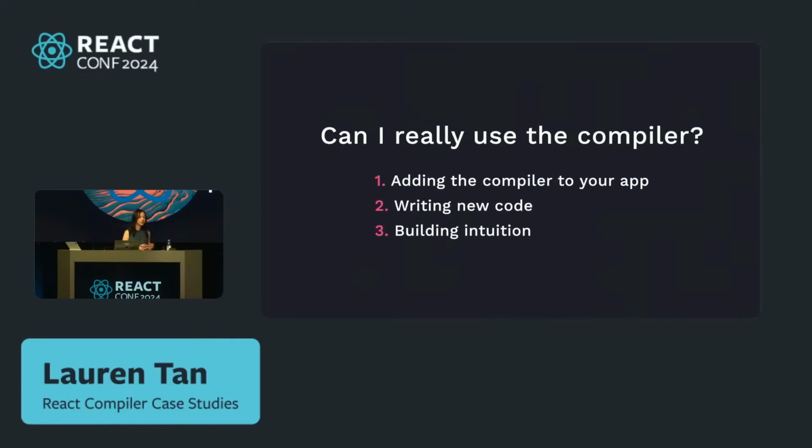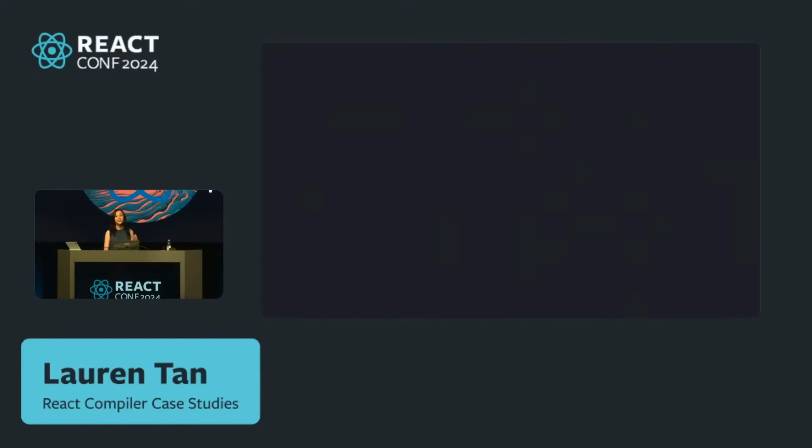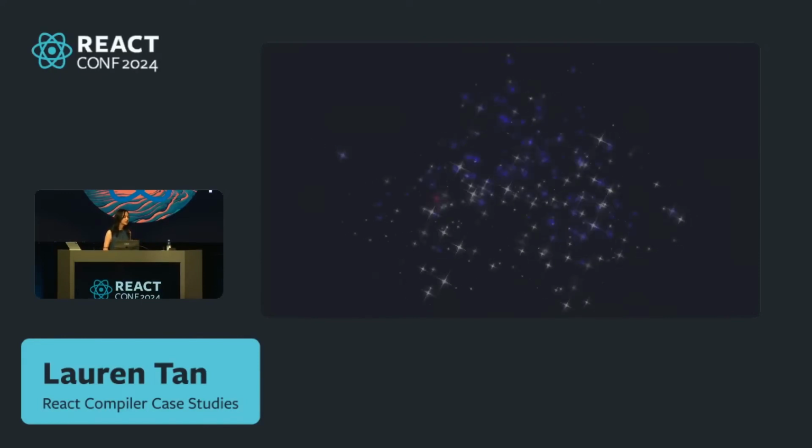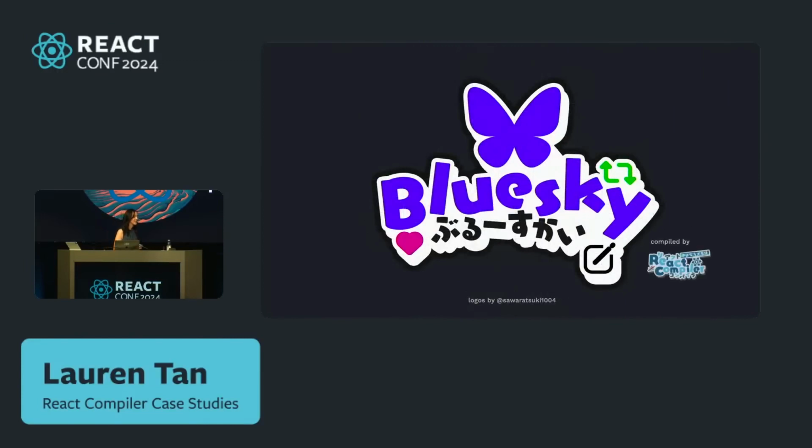So we're going to look at what it's like to add the compiler to your app, what it feels like to write new code with it, and build some intuition for what the compiler does. So to do that, let's add the compiler to a real open source app, Blue Sky. Now, if you're not familiar with Blue Sky, it's a decentralized alternative to Twitter, and it's built with React. And I asked someone who works there, and Blue Sky already has a pretty good amount of manual memoization. So I'm not expecting that we make it way faster, but I think we can make it much easier to maintain performance and write better React along the way.